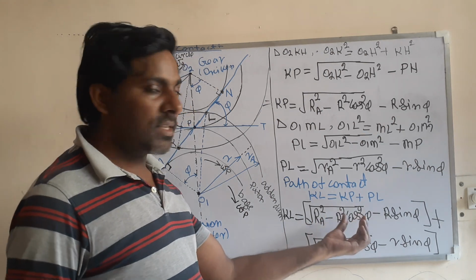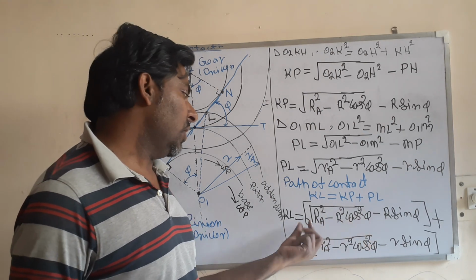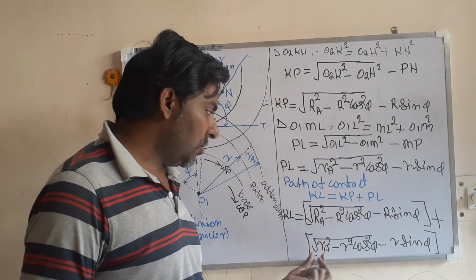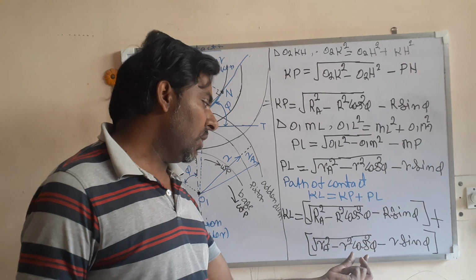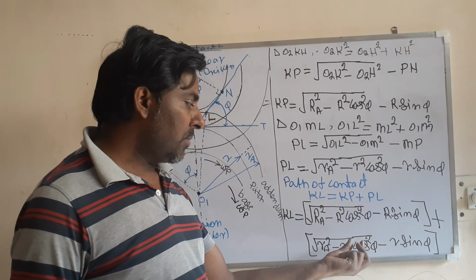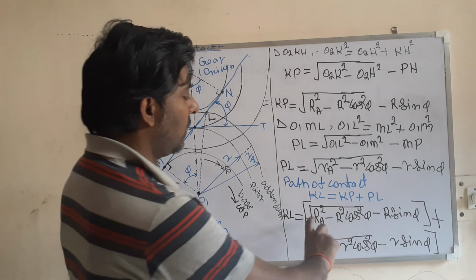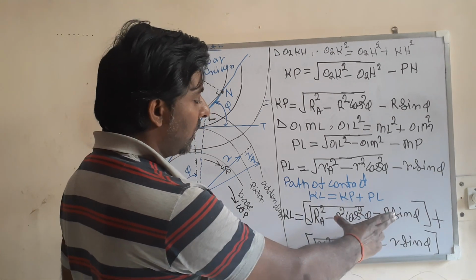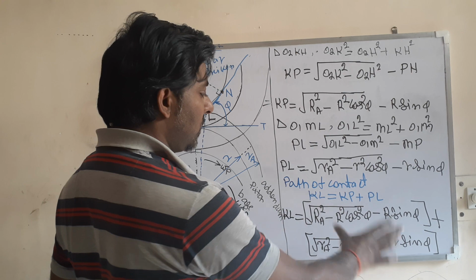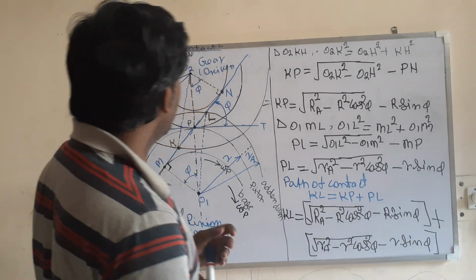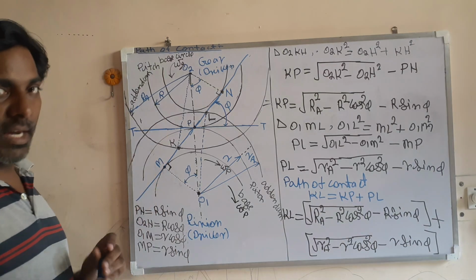So if someone is asking what is the path of approach, you calculate only this one. If someone is asking what is the path of recess, you can calculate from here only. Only you take this term. If someone is saying calculate the complete path of contact, then you take both the terms, that is path of approach plus path of recess. Okay. So this is the general condition.